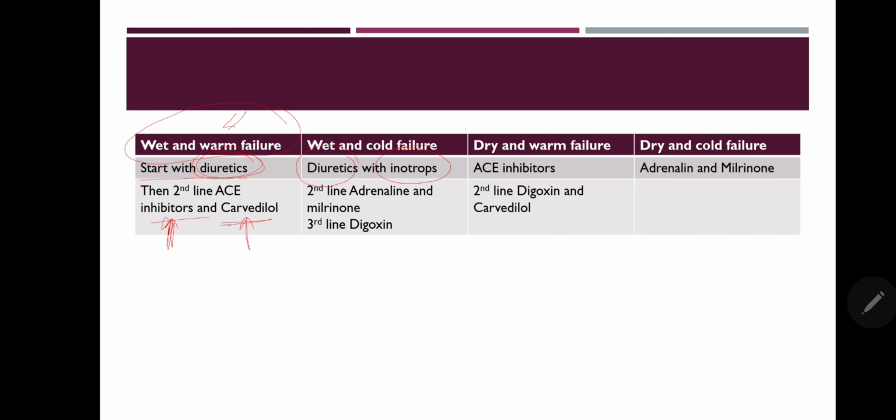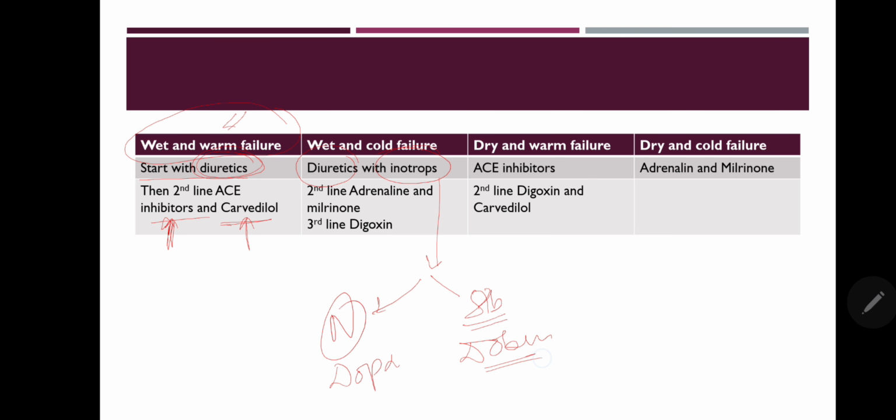Inotropes increase the cardiac contractility and also increase the myocardial demand. So first we give diuretics and inotropes for the treatment of wet and cold failure. The first line of inotropes, when the heart is structurally normal, we give diuretics with dopamine. And if the heart is structurally abnormal, along with cold and shock, then we start with dobutamine.